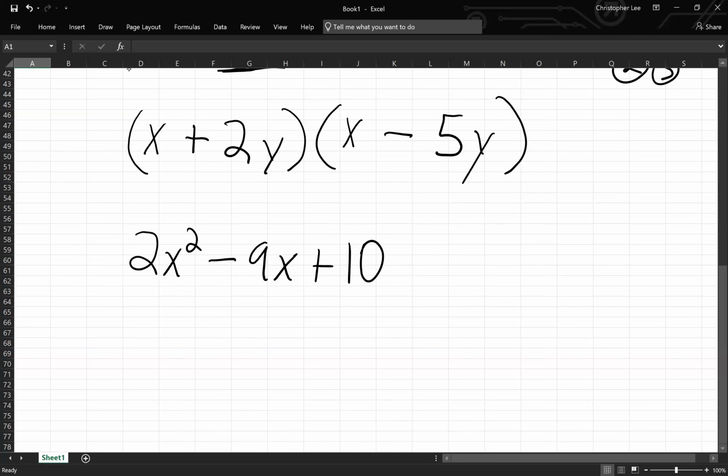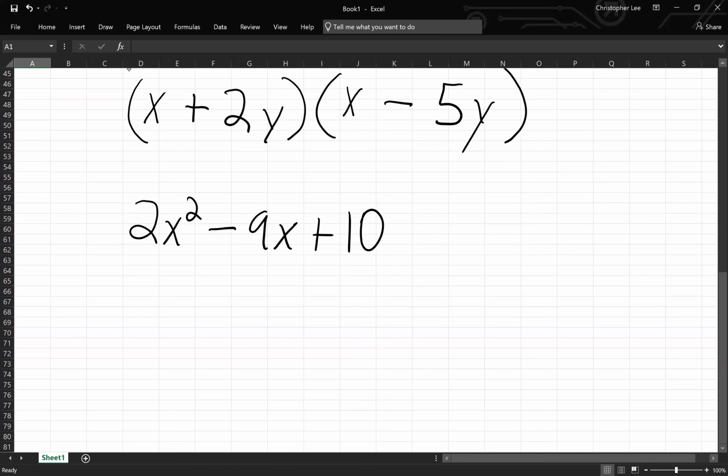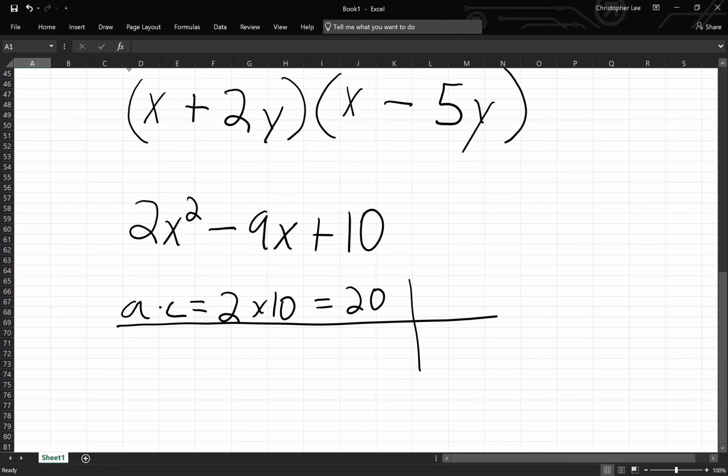So this is straight AC method right here. A times C is going to give me 2 times 10, which is equal to 20, right? Negative 5 plus negative 4. I like that. Negative 5 times negative 4, that's 20. And negative 5 plus negative 4, that's negative 9.